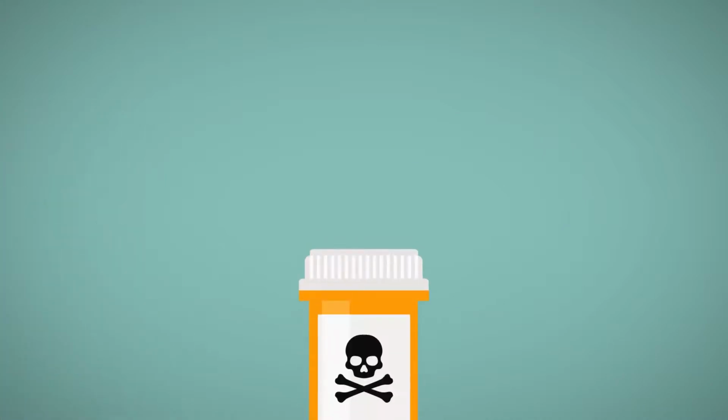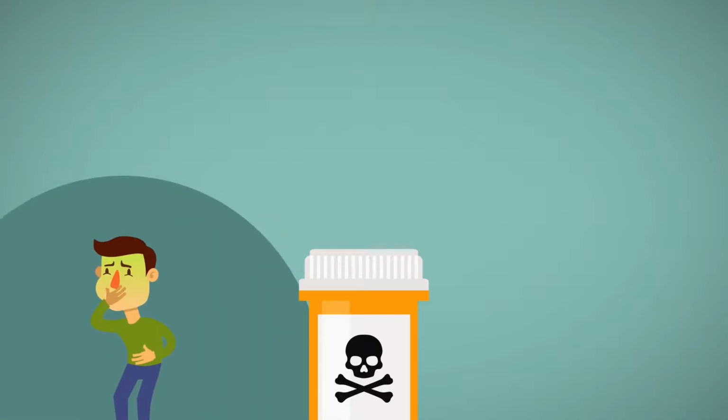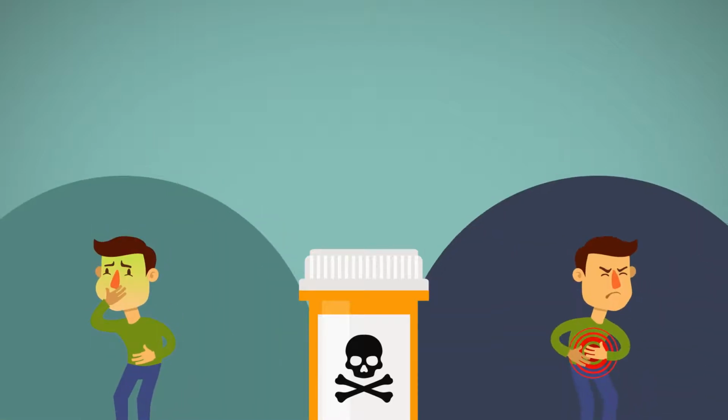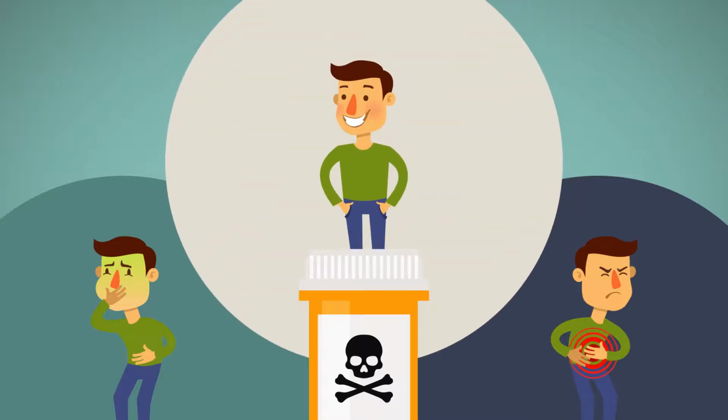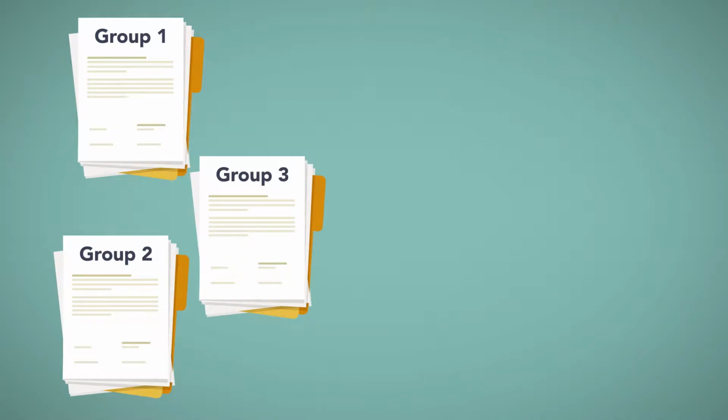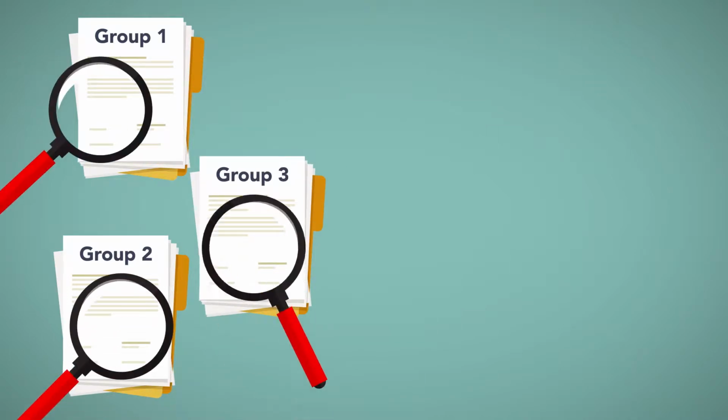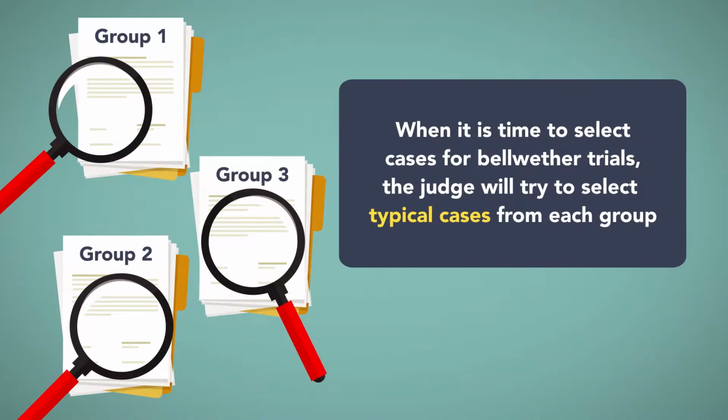For example, assume the MDL concerns a medicine with dangerous side effects. One group of plaintiffs might have suffered those side effects already. Another group might be suffering only some of the side effects. Still another group might not have developed any such side effects yet, although there is a reasonably high probability they will do so. These different categories of claims can be grouped separately and may require different discovery plans. When it is time to select cases for bellwether trials, the judge will try to select typical cases from each group.